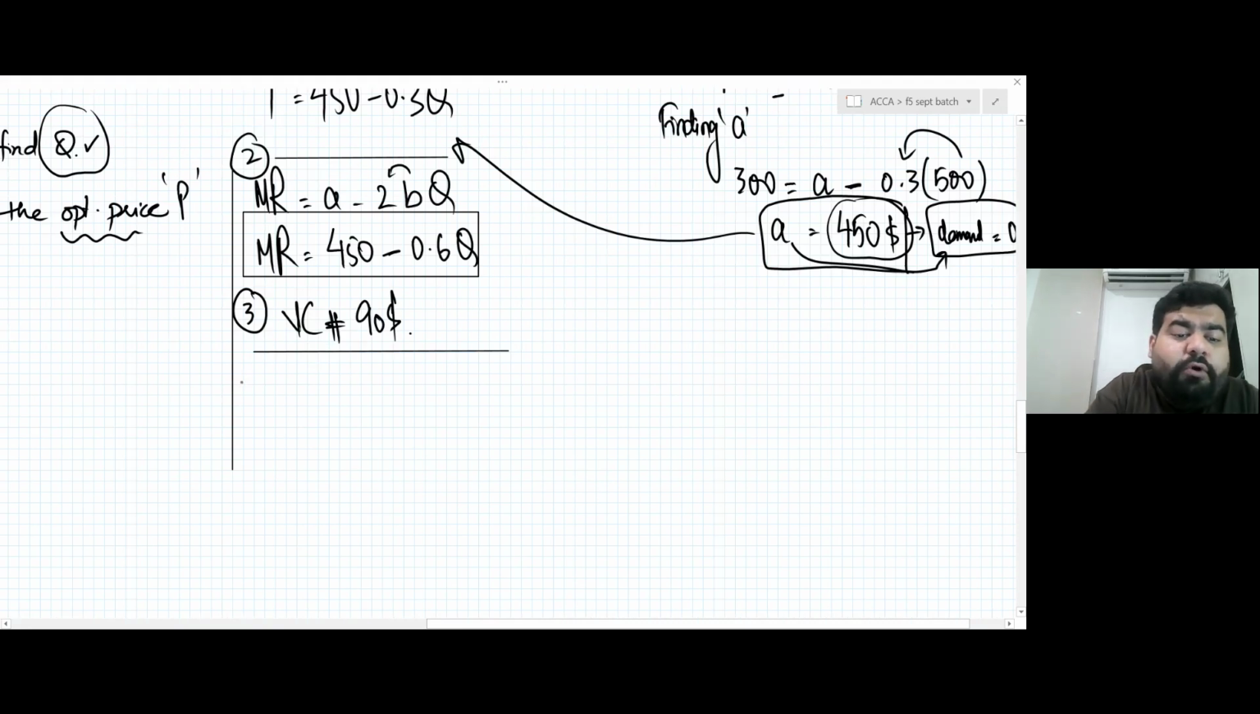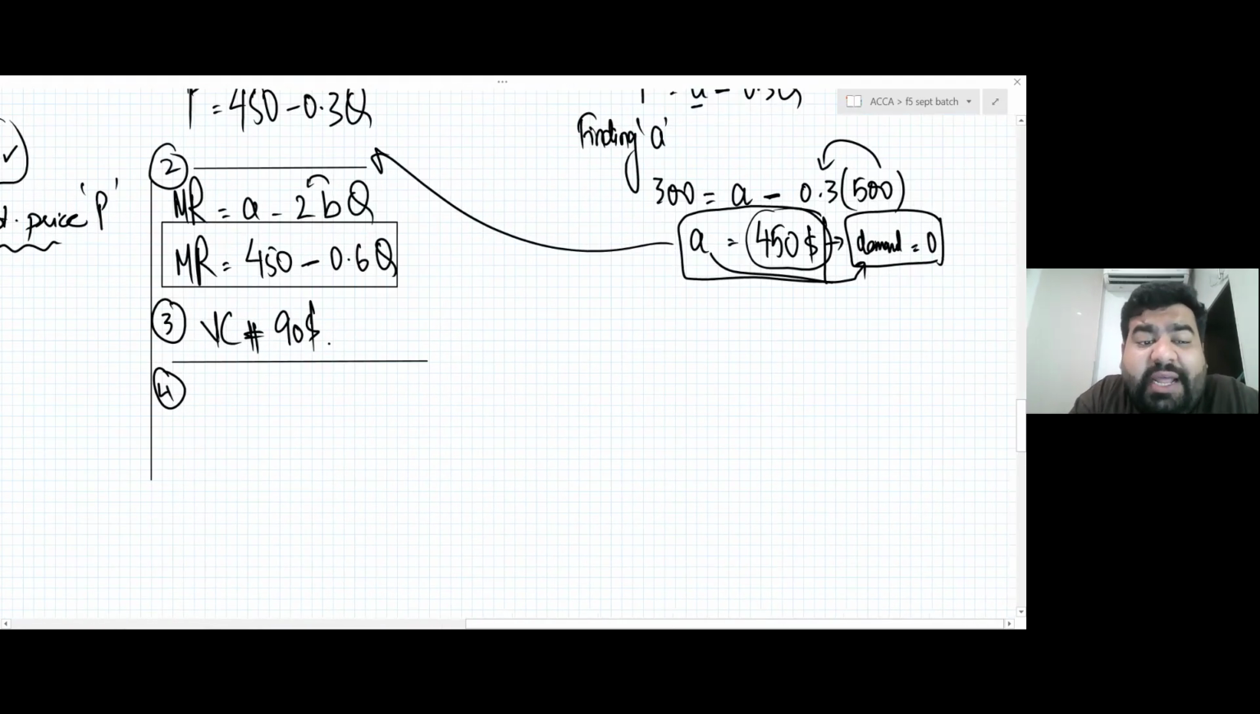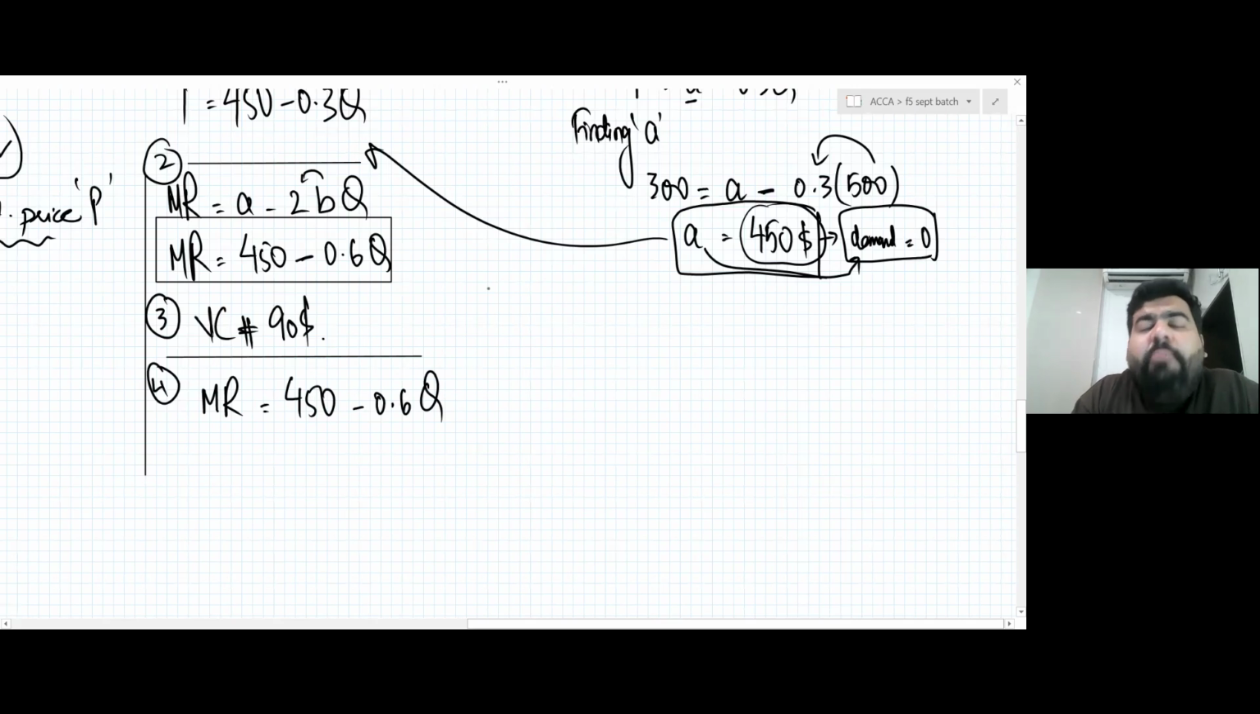Now what we have to do, fourth step. If you see, the fourth step is to maximize profit: equate marginal cost and marginal revenue to find Q. What is he saying? Actually, he is saying that you have already made the formula for marginal revenue. Marginal revenue is equal to 450 minus 0.6 Q. And profit will be maximized here, it's the golden point. Profit will be maximized when your marginal revenue is equal to marginal cost. Only in that scenario, when your marginal revenue and marginal cost are the same, profit will be maximized. This is the rule of the algebraic approach.